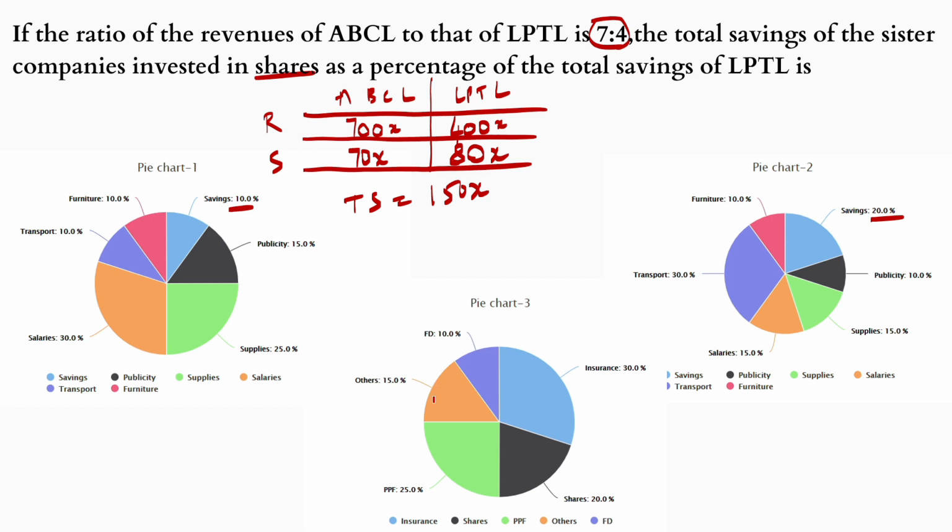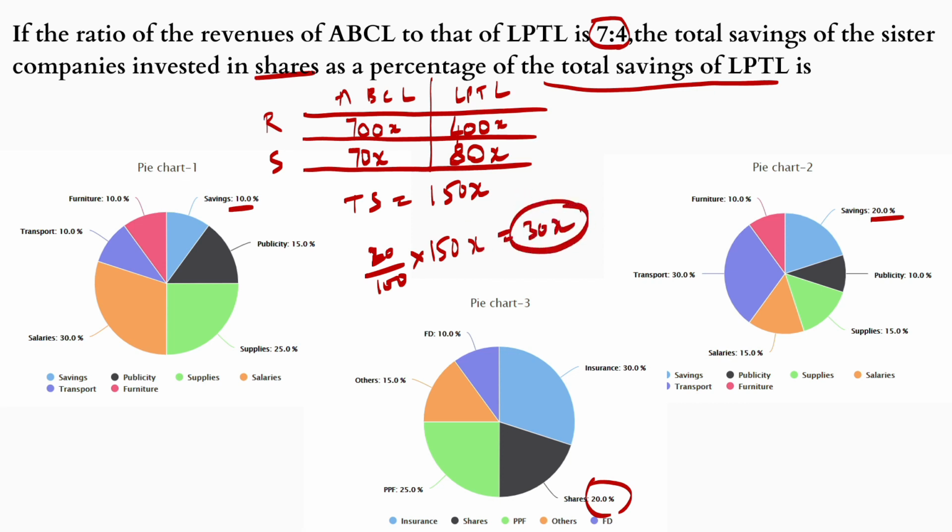What about the shares here? Shares percentage of total of both the companies is 20%. So 20% of the total savings of LPTL company. First we will find out 20% of total shares, which is 20 by 100 of 150, which is equal to 30x. This is the shares.